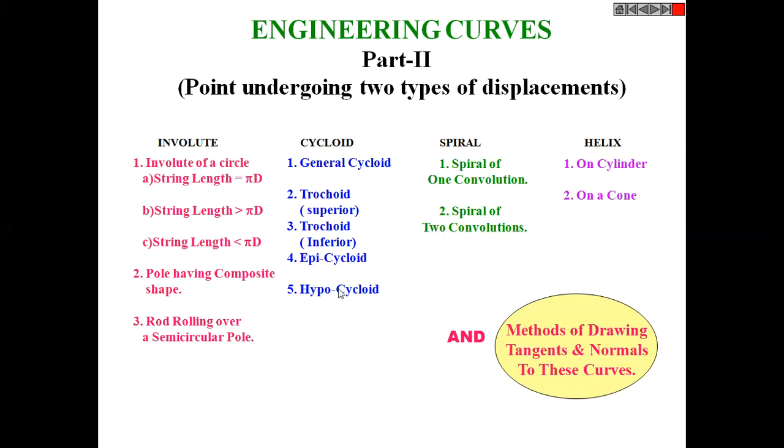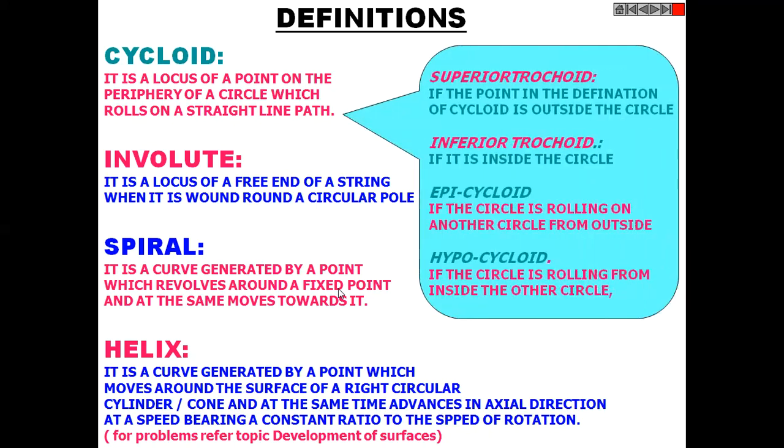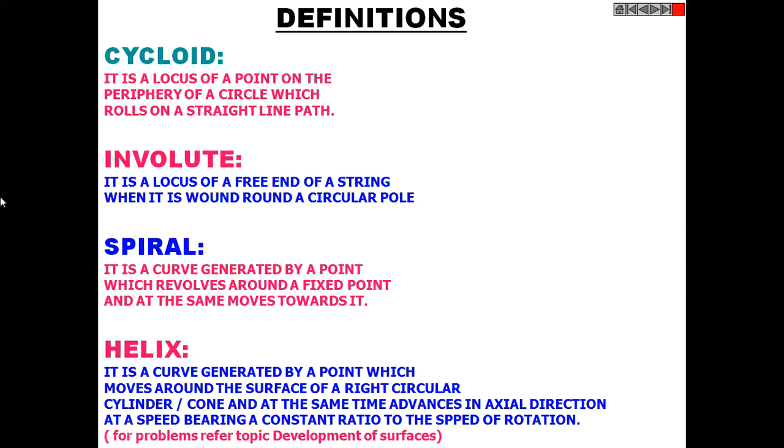First one is the definitions of these curves. First one is the cycloid. It is the locus of a point on the periphery of a circle which rolls on a straight line. Involute is the locus of a free end of a string when it is wound around a circular pole. Spiral, it is a curve generated by a point which revolves around a fixed point and at the same time it moves towards that point.